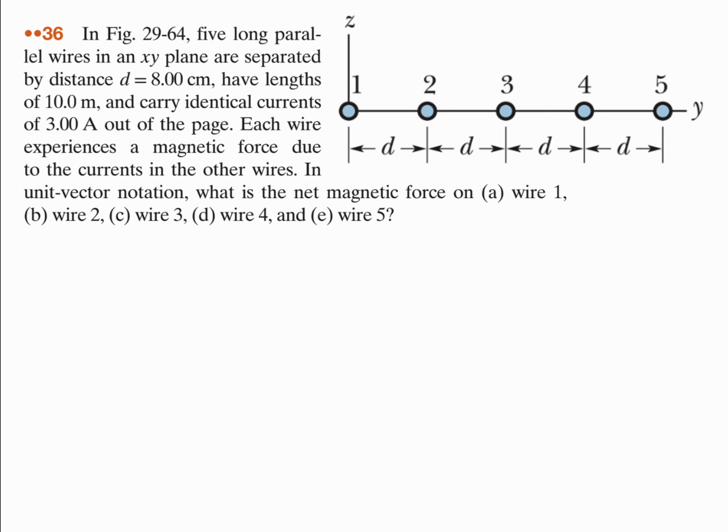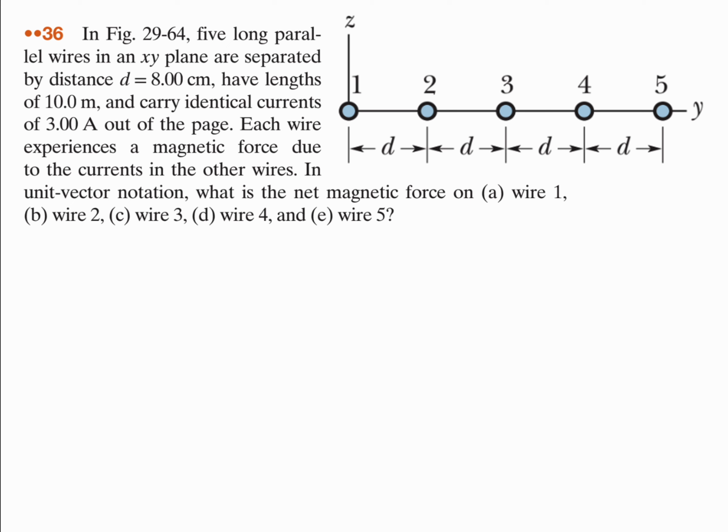So number 36, we have 5 long parallel wires in an XY plane separated by a distance of 8 centimeters, with length of 10 meters, and carrying identical currents of 3 amps out of the page. Each wire experiences a magnetic force due to the currents in the other wires. In unit vector notation, what's the net magnetic force on wire 1, 2, 3, 4, and 5?